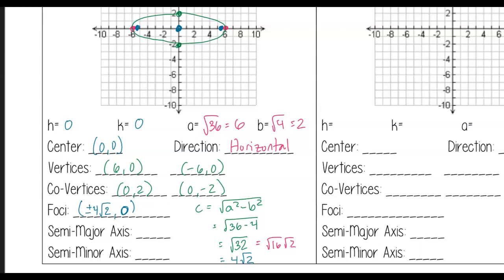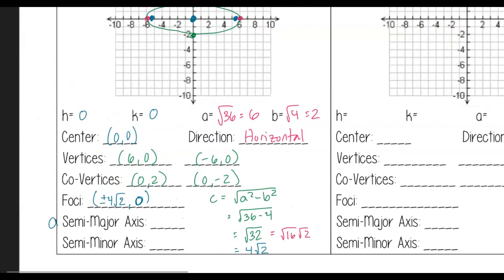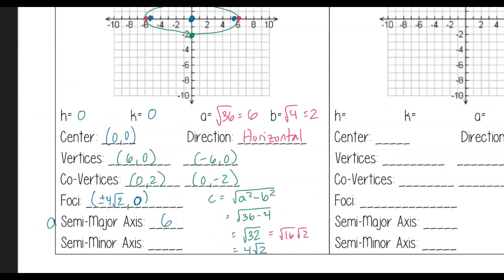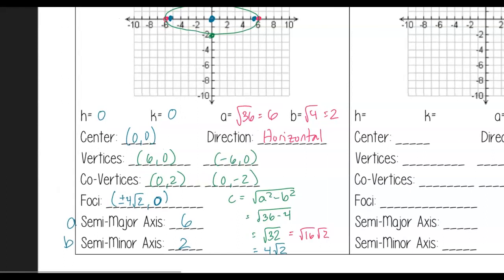My semi-major axis, remember, that's just your a value. So our semi-major axis is 6, and our semi-minor axis is just b or 2. Any questions on this one?